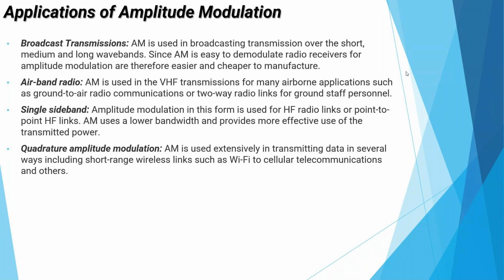AM is also used for VHF transmissions in many airborne applications, such as ground-to-air communications or two-way radio links between ground staff and personnel. And the next example is single sideband amplitude modulation.